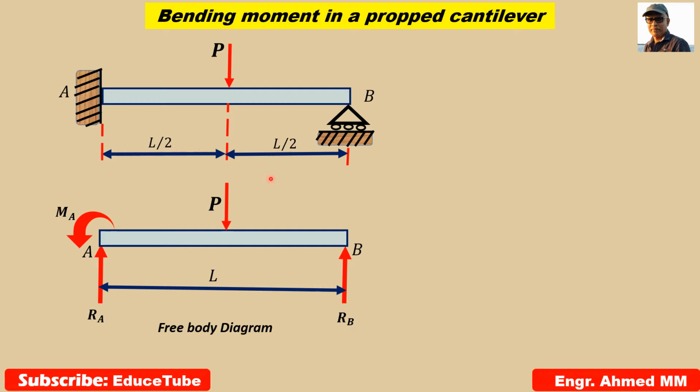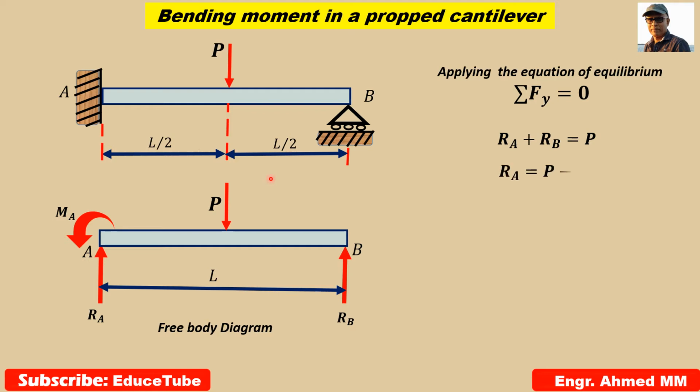So what we'll do, we'll first apply the equation of equilibrium. Summation of vertical forces equal to 0. Here the vertical forces are RA, RB and P. So easily we can write RA plus RB equal to P, and we can get RA equal to P minus RB.